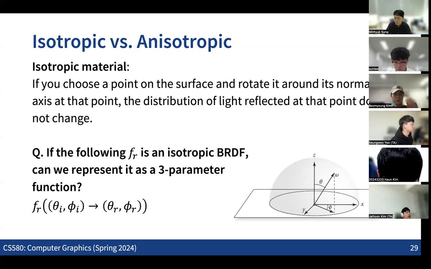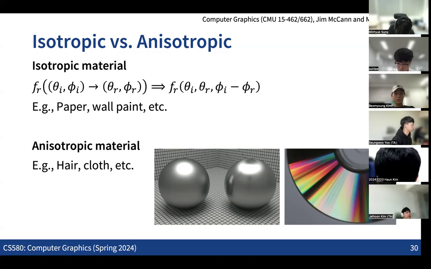So this means that we cannot just ignore the azimuth of the outgoing direction. Instead, what it means is that we just need to consider the relative azimuth between the incoming and the outgoing directions.